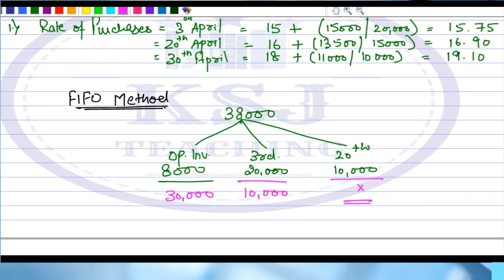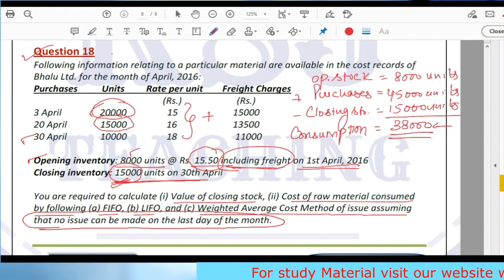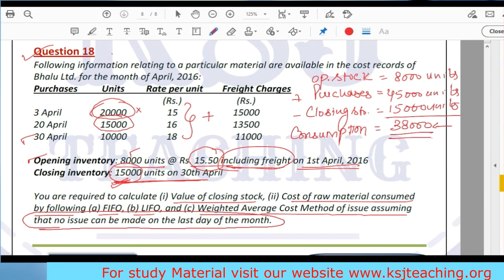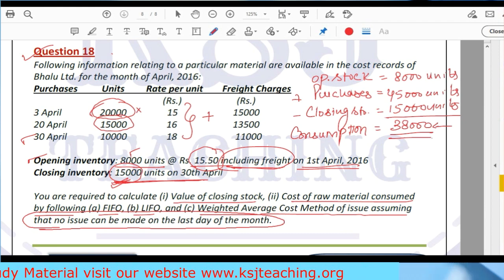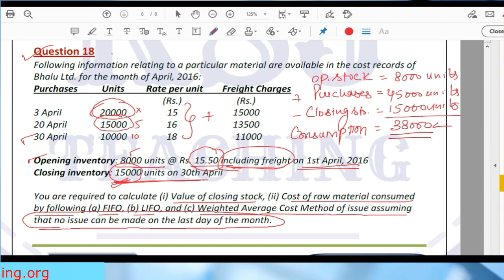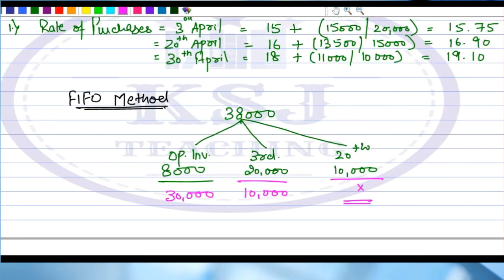So we have issued 8 plus 20 plus 10. That means now this inventory is exhausted. This 20,000 is exhausted. What is left out of this? 15,000. 5,000 is left from here and 10,000 from here. Total of 15,000. So now we are going to value this.